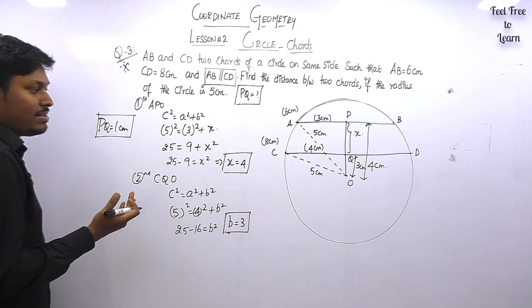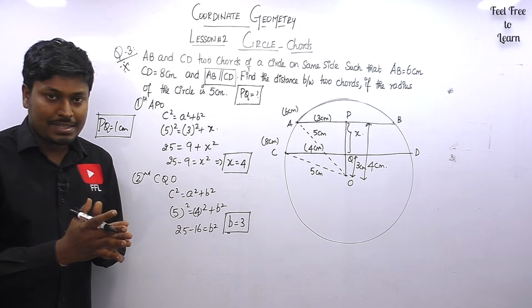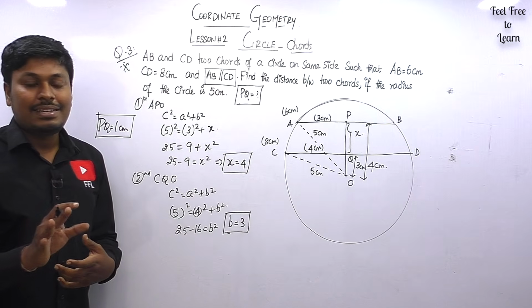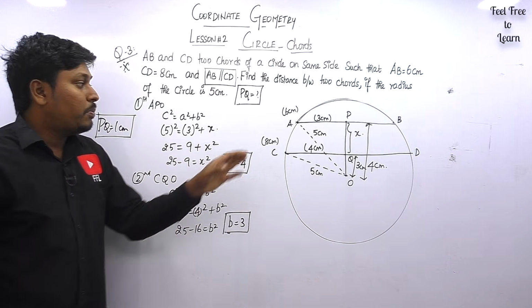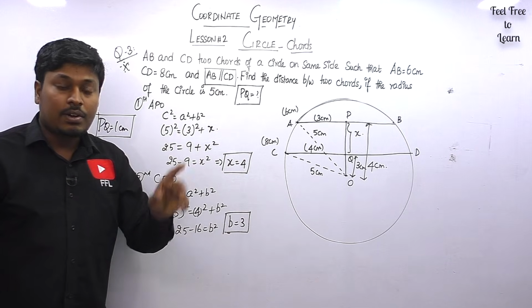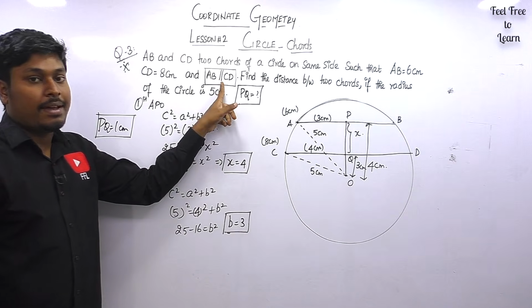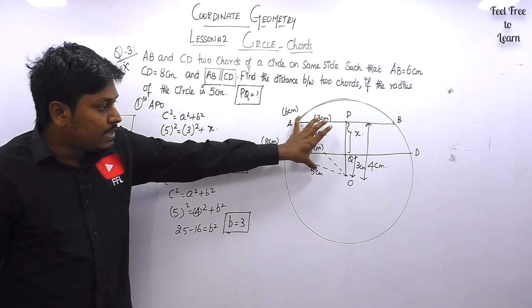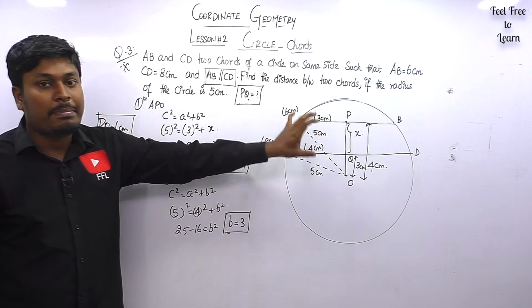Very easy question. If you understand the logic perfectly, then even if the question is very difficult, you can easily crack it. So got it, friends? Both the chords are on the same side, and also they have mentioned both are parallel chords, right? You should not draw another chord like this. So both the chords are on the same side and also both the chords are parallel.